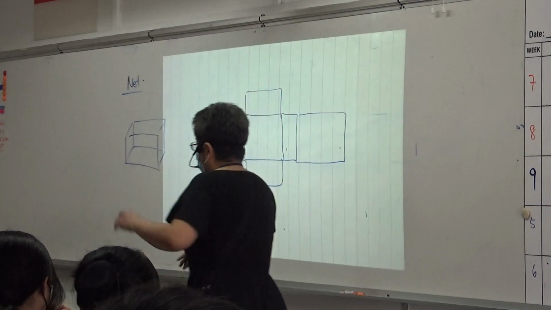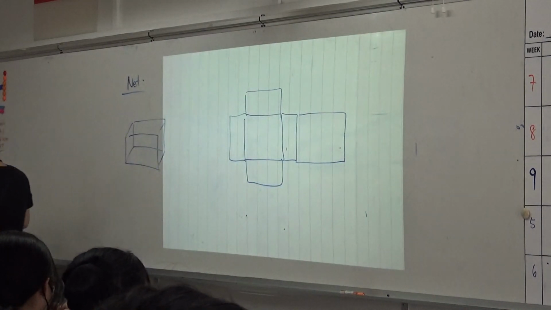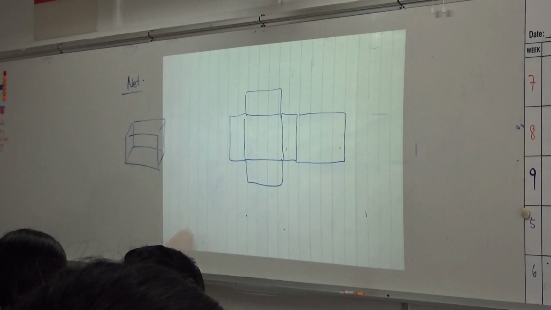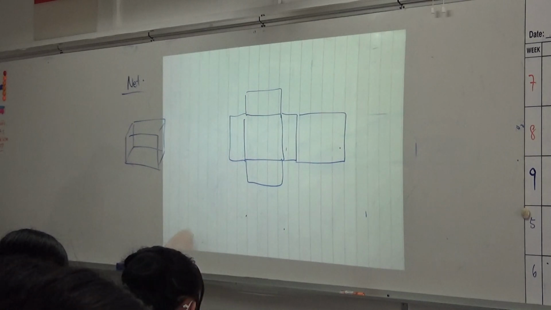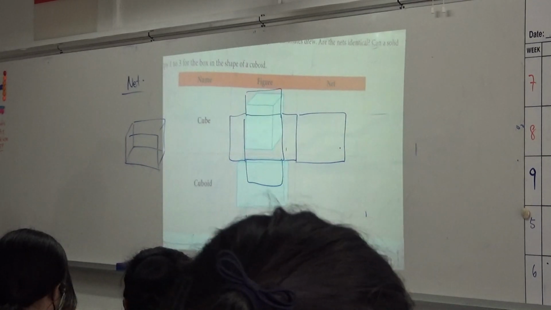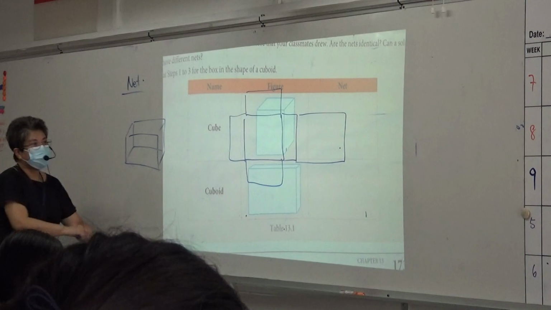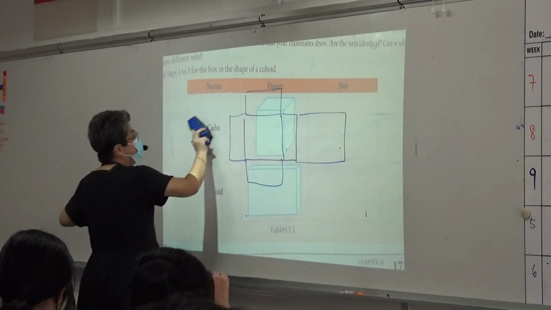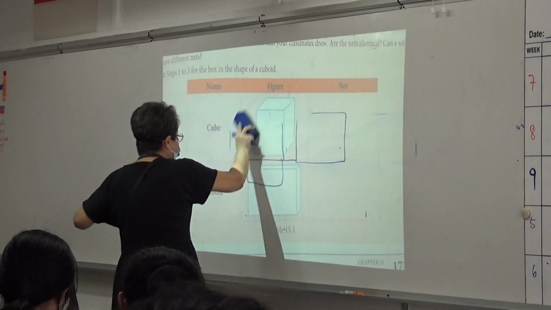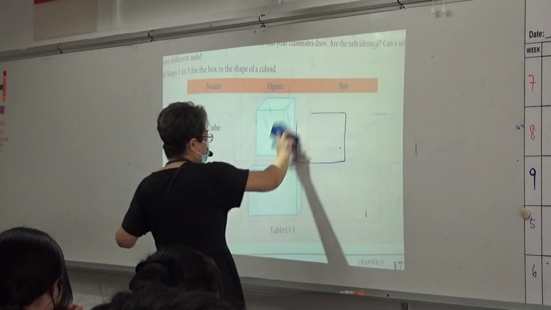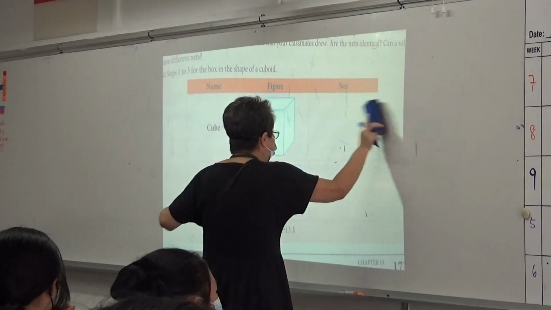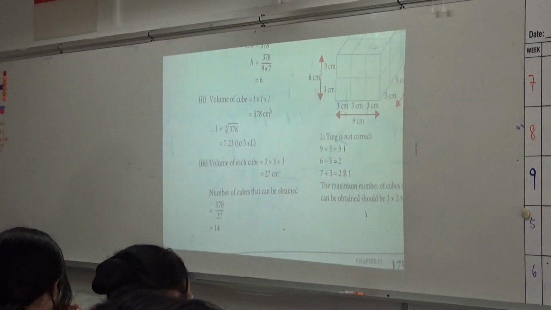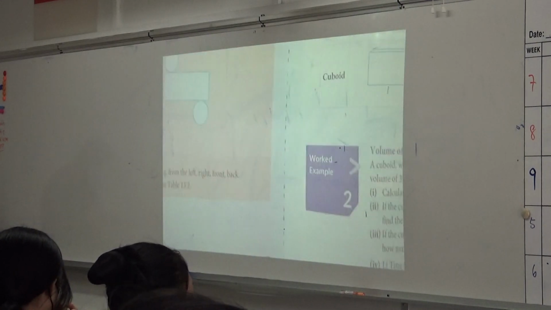Okay? Alright. Now, let's turn to the textbook now. So, you can see that this is a cube. I've already shown you the net on the board. Okay? And this is a cuboid. I've also shown you the net of the cuboid. Okay? Then, now all of you look.